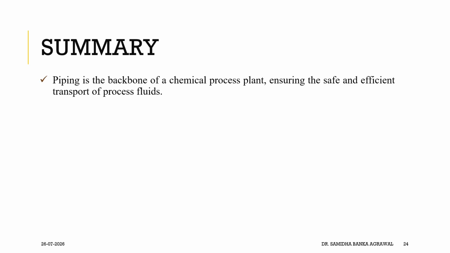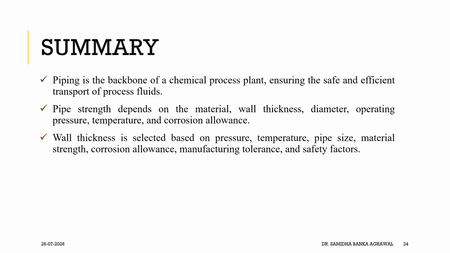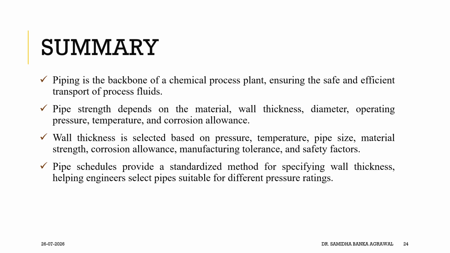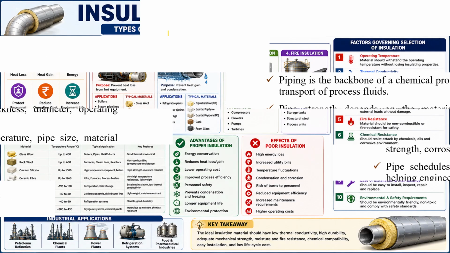In summary, piping is the backbone of a chemical process plant. It ensures the safe and efficient transport of process fluid. Pipe strength depends on material, wall thickness, diameter, operating pressure, temperature, and corrosion allowances. Wall thickness is selected based on pressure, temperature, pipe size, material strength, corrosion allowance, and safety factors. Pipe schedule provides a standardized method for specifying wall thickness, helping engineers select pipes suitable for different pressure ratings. Proper piping design enhances plant safety, reliability, efficiency, and overall plant economics.